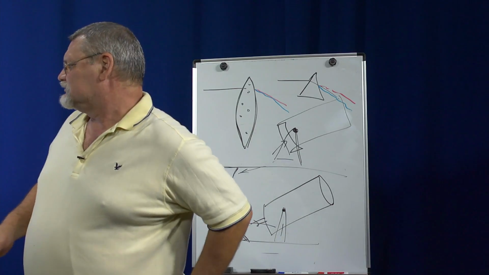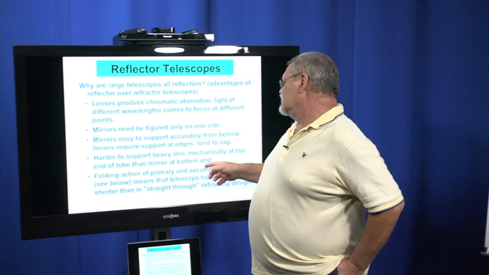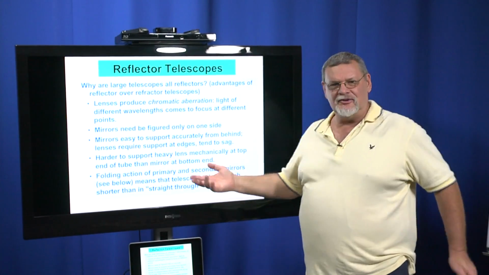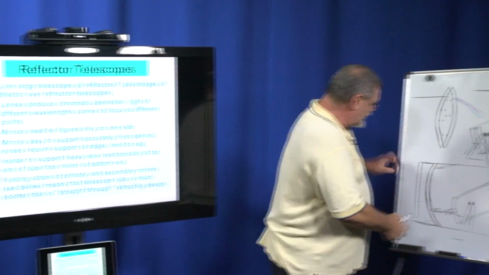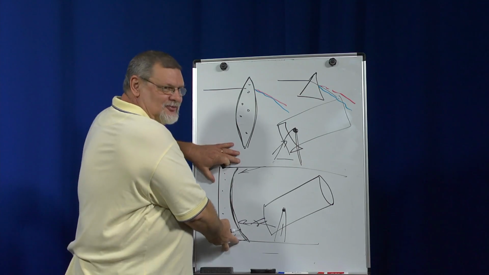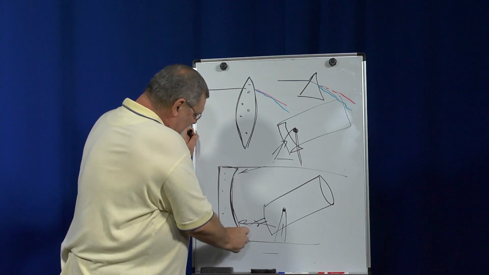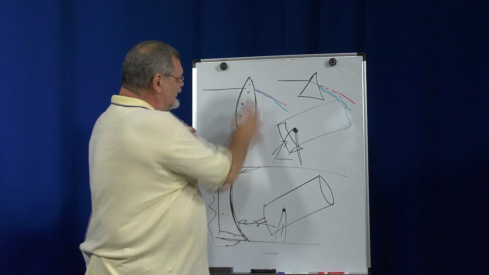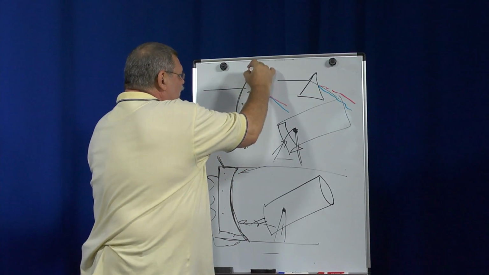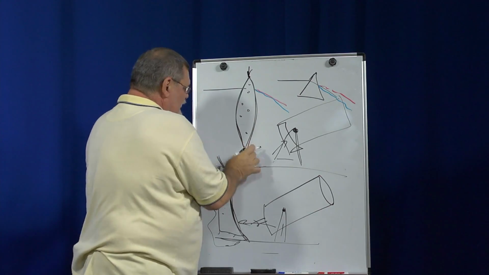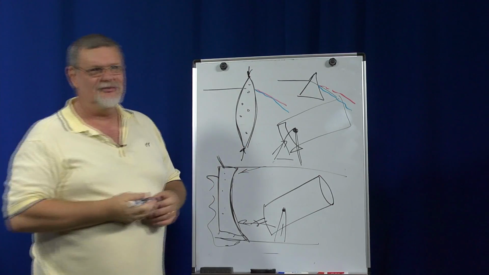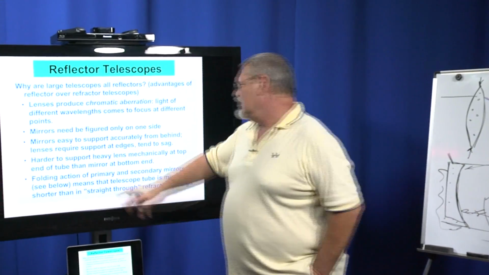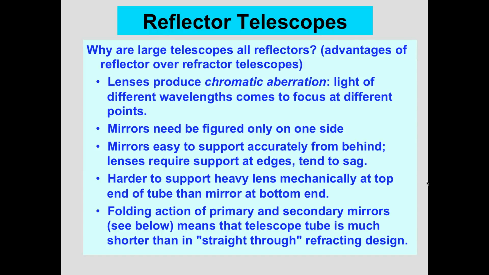It's also easier to support the mirror. In other words, structurally, when I mount this mirror, it's much easier to hold on to this. I could hold on to it anywhere along here. But with a lens, I have to hold on to it only around the edges, and that becomes difficult mechanically.